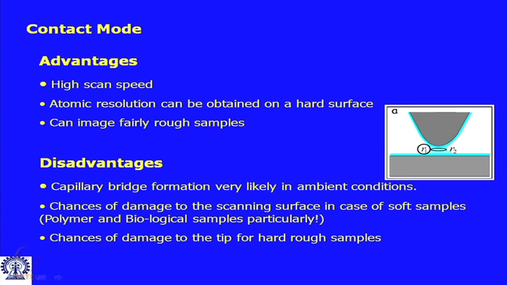Contact mode, which is the simplest mode, is perfectly well suited for hard surfaces or hard samples like ceramics, metals, etc. The advantages are high scan speed, and atomic resolution can be achieved with a hard surface. This is the easiest mode to implement, and it can image fairly rough samples.